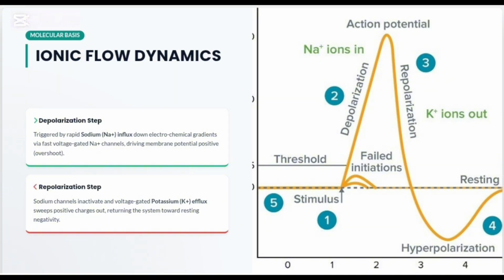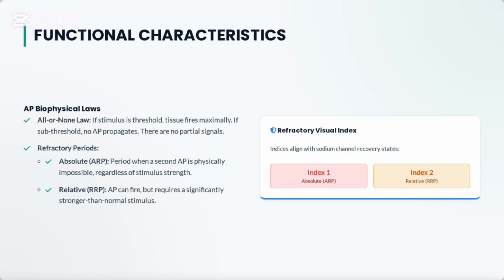The downswing, repolarization: sodium channels close and voltage-gated potassium, K+, channels open. Potassium rushes out, carrying positive charges away and resetting the cell back to its resting negativity. Biophysical laws of the AP, the all-or-none law. Refractory periods, absolute versus relative, and a visual index.